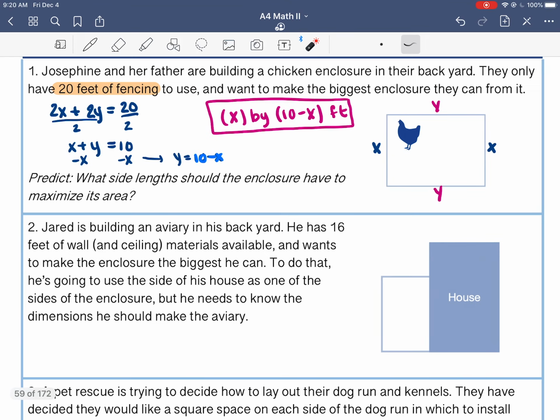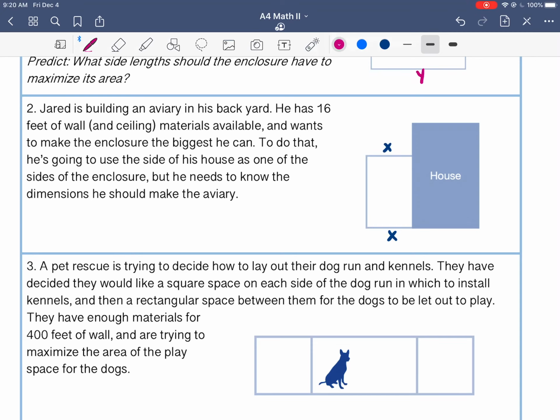We're going to start by just labeling one side x, and I'm going to label the short side x here, and then I'm going to label this side y. And so I have 16 feet of wall and ceiling materials available. So 16 is our maximum amount of perimeter, but it's not the whole perimeter, it's just those 3 sides, because those are the only sides we're building, right?